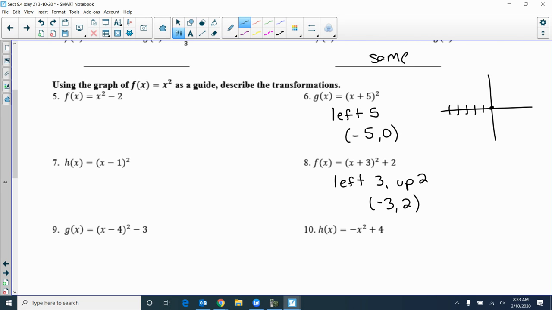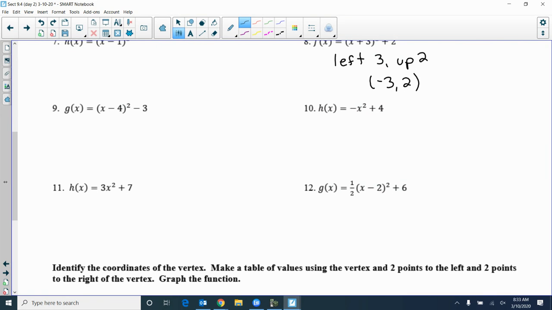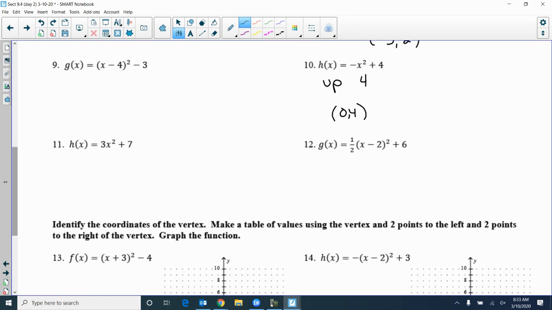How about h of x? John, what's going on with that one for number 10? You go up 4. And what's going to be the vertex? 4, 0. No, not 4, 0. 0, 4. Aiden, what's going on with number 12? Up 6 and right 2. Okay, right 6 and up 2.